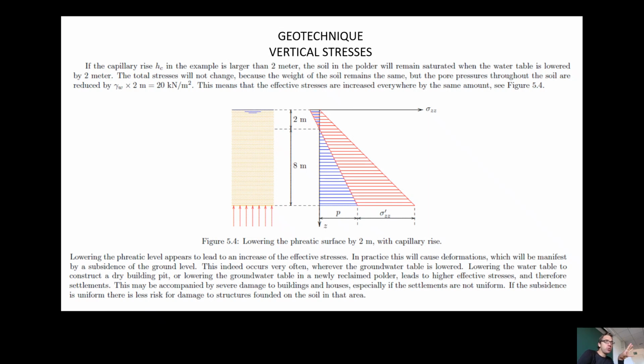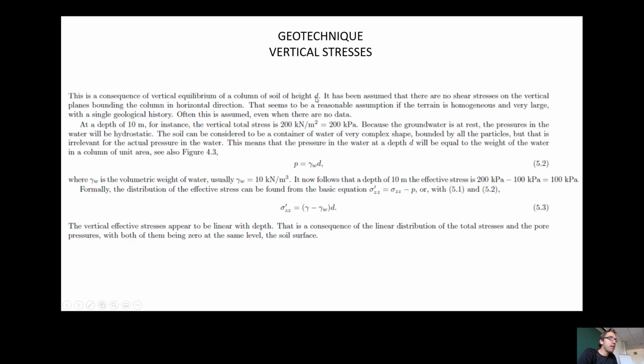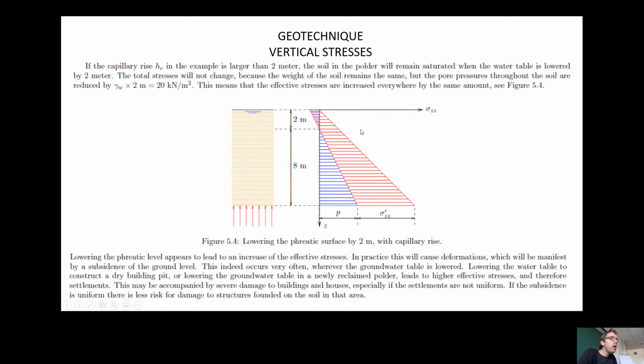But for now, it is important to understand that if we lower this phreatic level that at the beginning is at 0, but if we lower, for example, to -2, you can evidently see that for capillarity, we have the increase of the effective stress. Increase in the effective stress means that the stress between the particles increase, and this means that there will be more damage to the buildings.